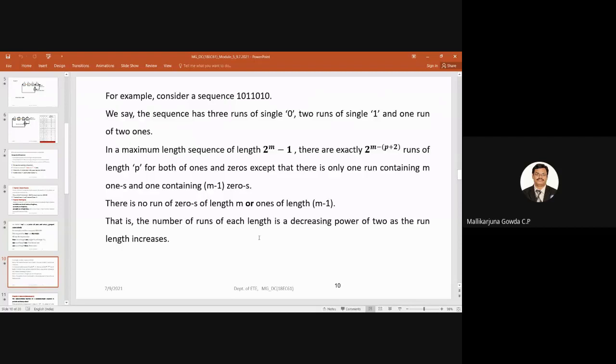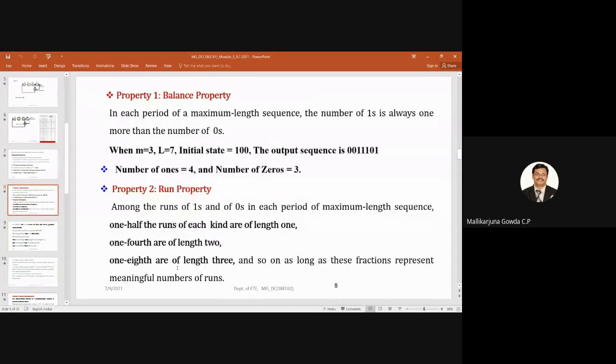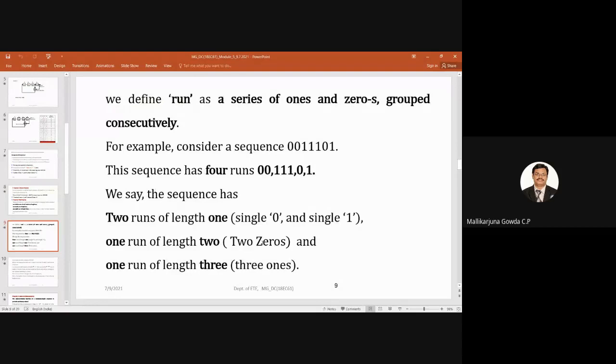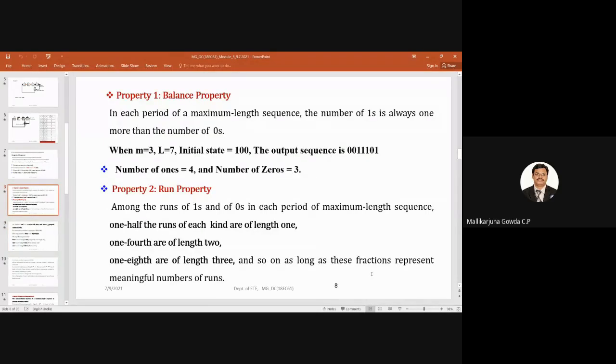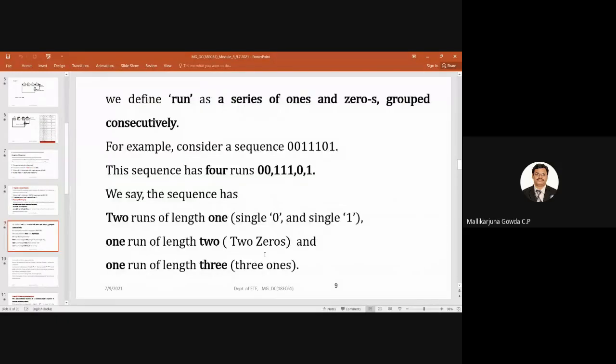Then what did I say next? 1/8 are of length 3 and so on, as long as these fractions represent a meaningful number of runs. You just think about that. 1/8 are having a length of 3, if that fraction represents a meaningful number of runs. You just think about this example. Here, one run is having a length of 3 now.